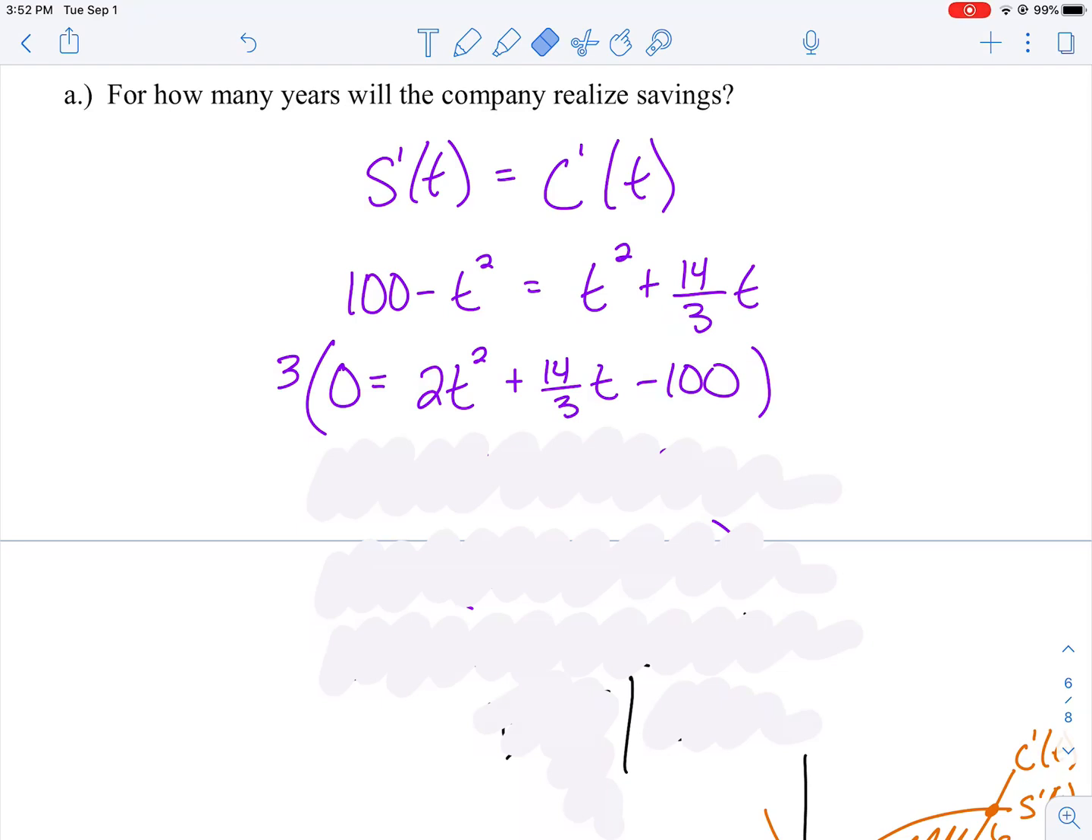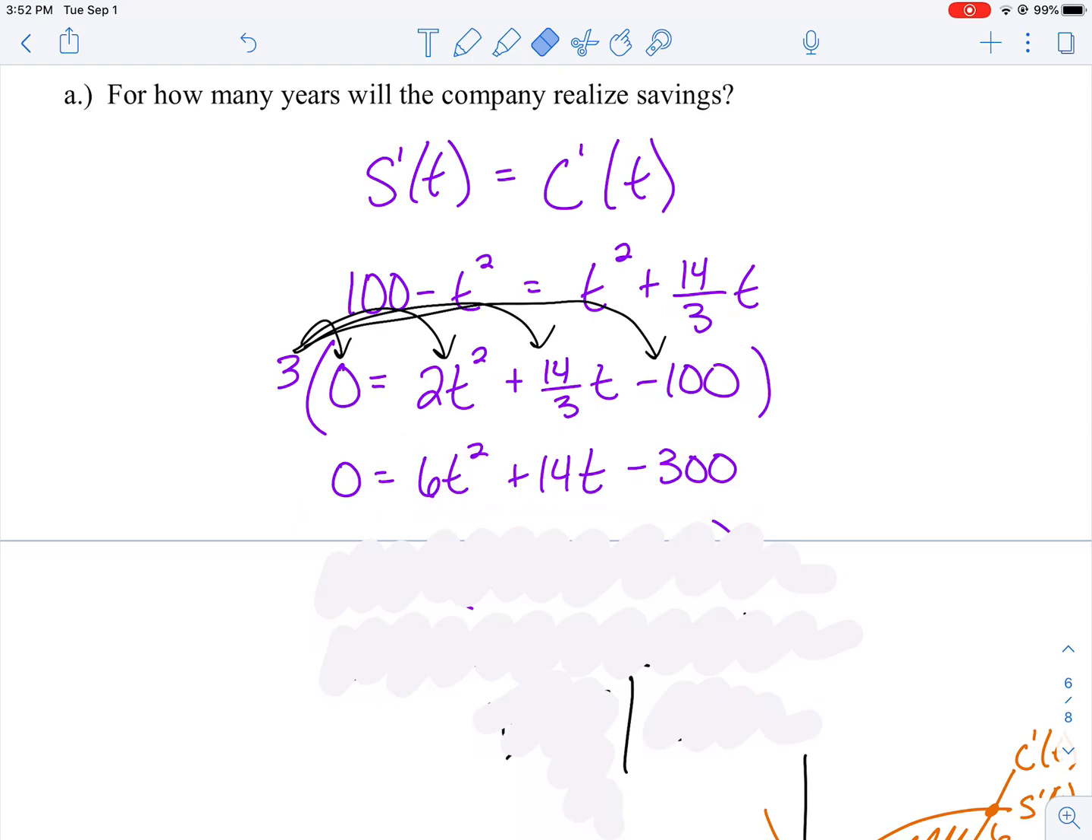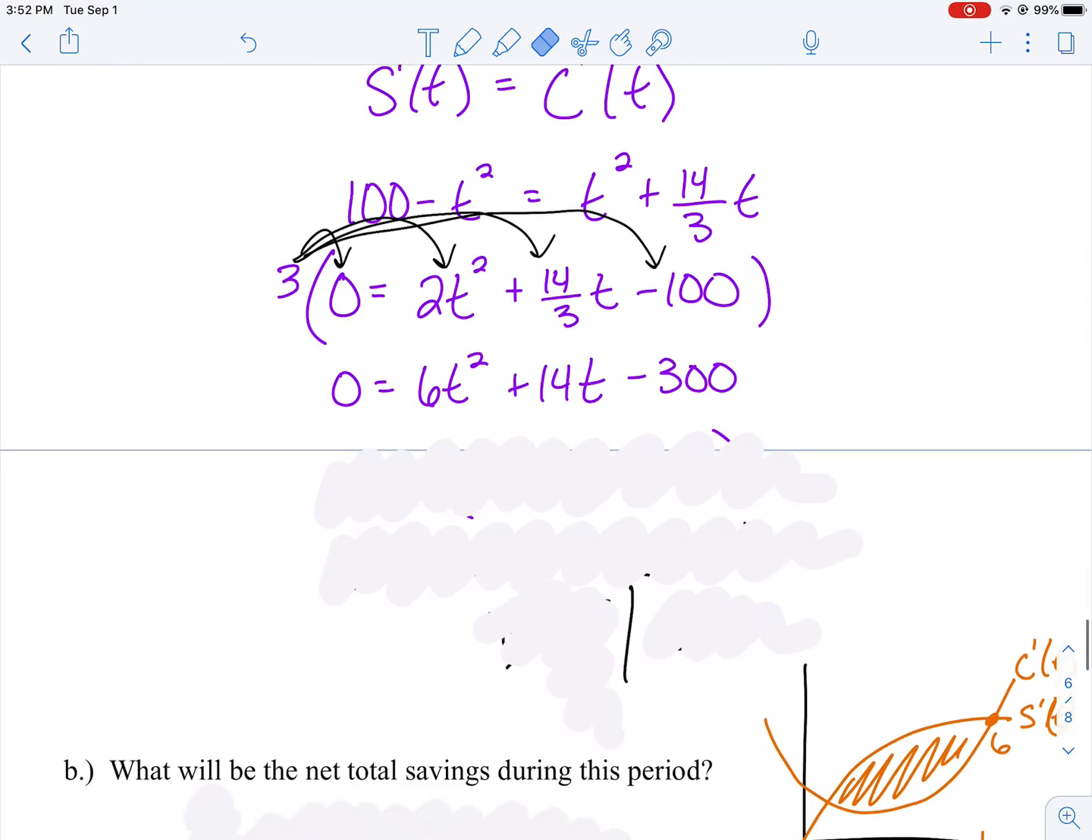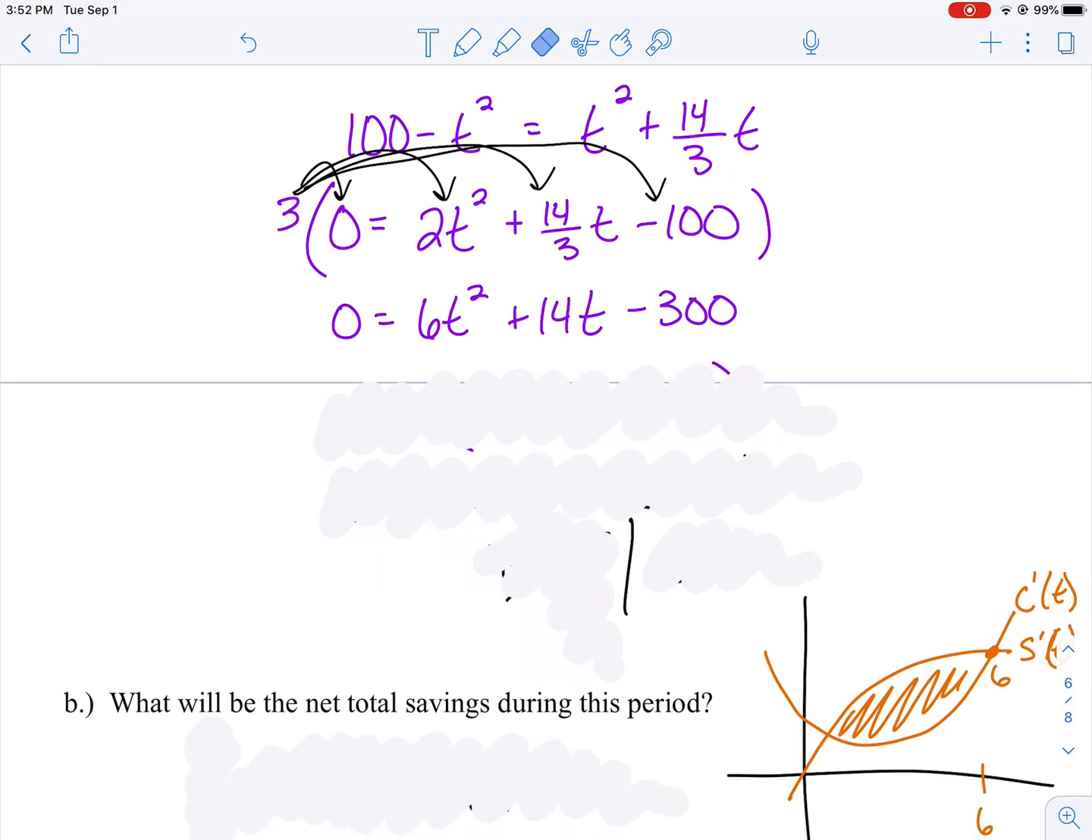So the first thing I'm going to do before I start to solve is get rid of the fractions by multiplying every single term by the common denominator, in this case, a 3. I'm going to multiply my first term by 3, my second term by 3, my third term by 3, and my fourth term by 3. I'm going to go ahead and distribute 3 to everything. What that's going to do is allow me to make sure that there's no more fractions. So now I have this quadratic equation, 6t squared plus 14t minus 300, and I want to go ahead and try to solve it.